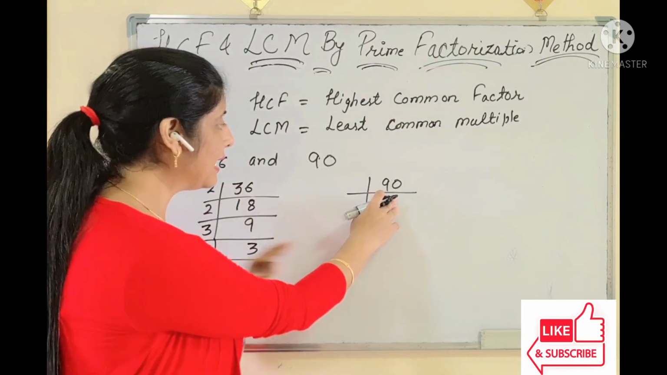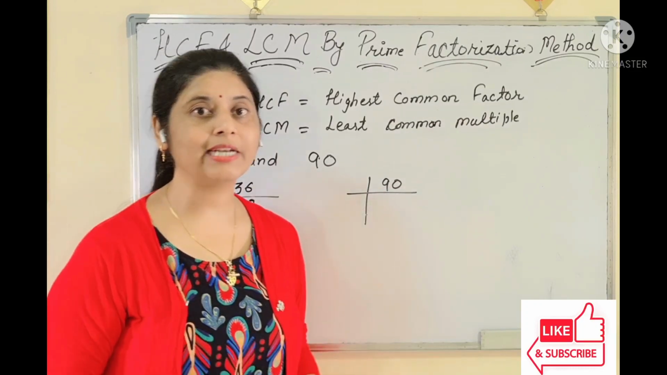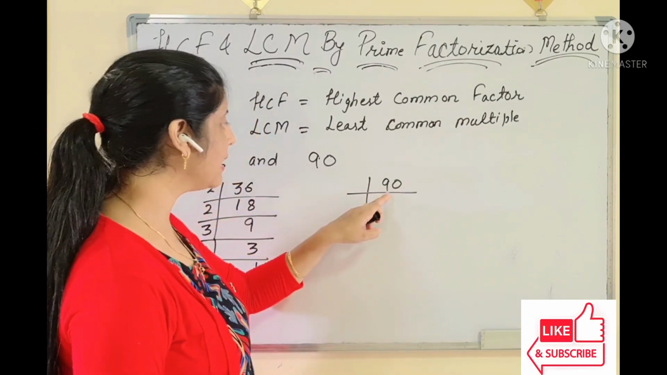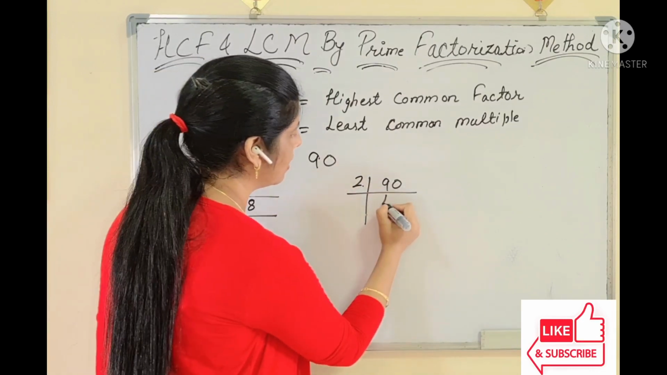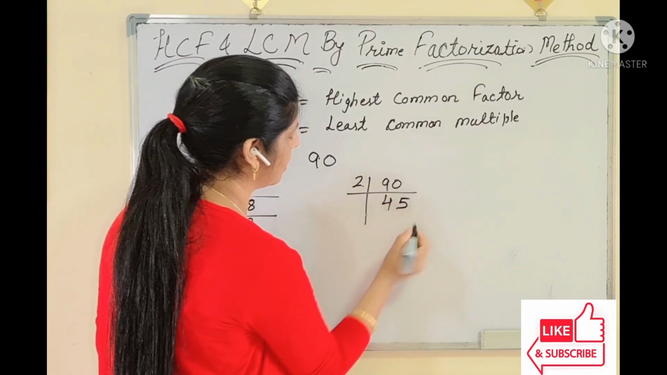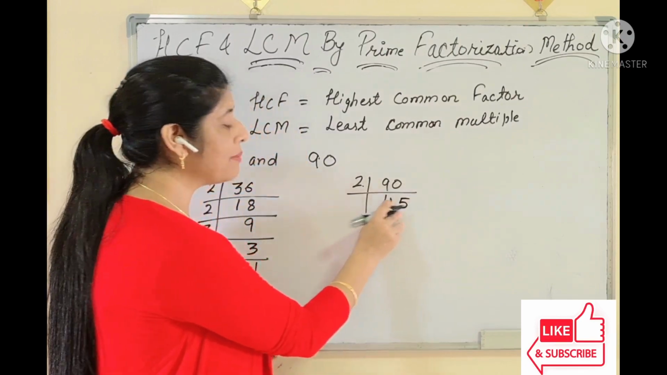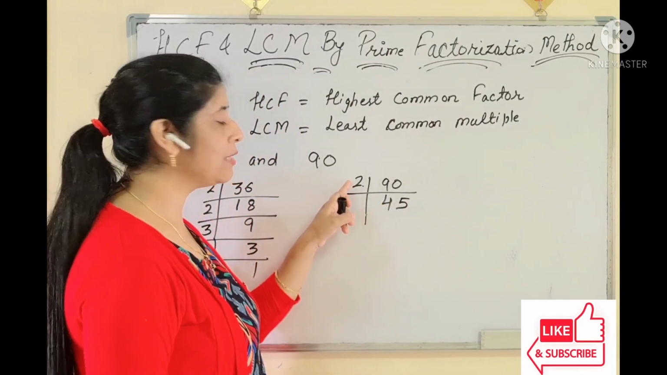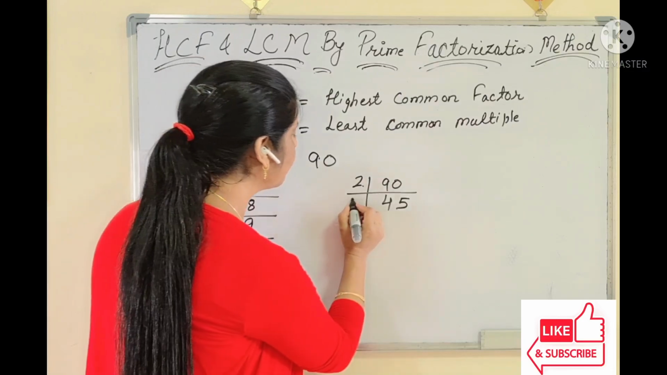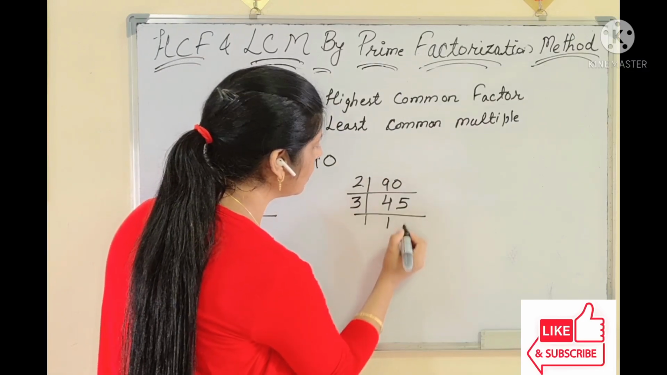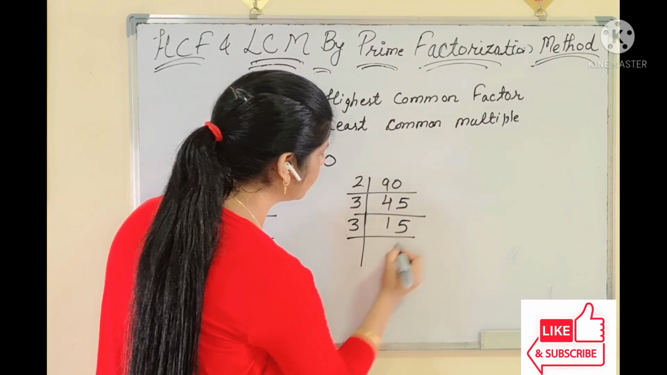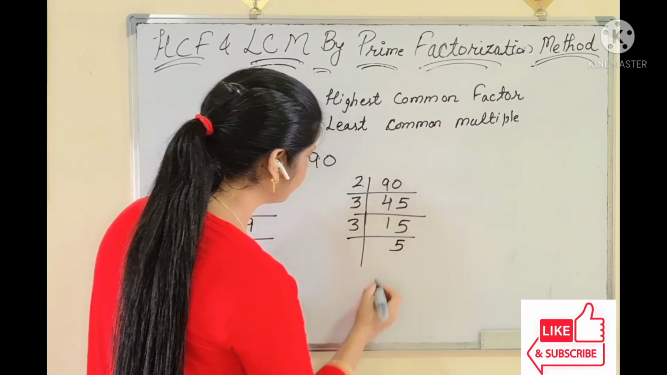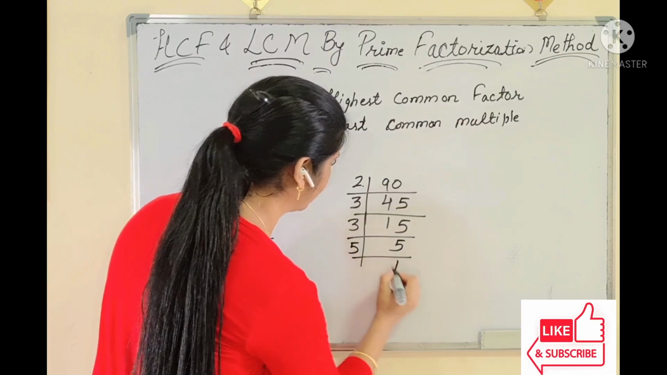Now in case of 90 also we will divide it by prime numbers. 90 is an even number, so it's divisible by 2 first. 2 4s are 8, 2 5s are 10. See 45. 45 is an odd number, so it won't be divisible by 2. Let's try with 3. 3 ones are 3, 3 5s are 15. Again 15 comes in the table of 3. 3 5s are 15 and 5 ones are 5.